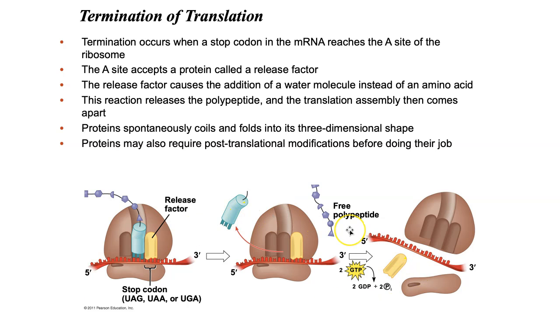Now that free polypeptide is going to need to be folded. It can simultaneously coil. It can be sent into chaperonins to be folded into its proper 3D shape. That way that polypeptide becomes a functioning protein. Often, proteins also need to go through some sort of post-translational modification. This can be anything from adding sugars or lipids onto it or cutting pieces off.